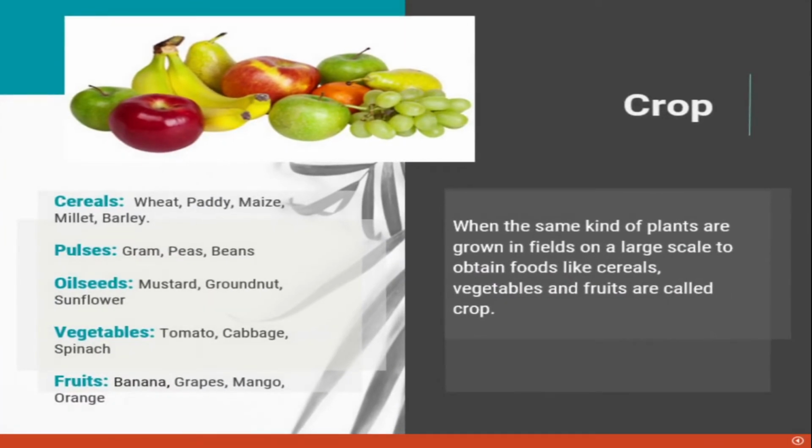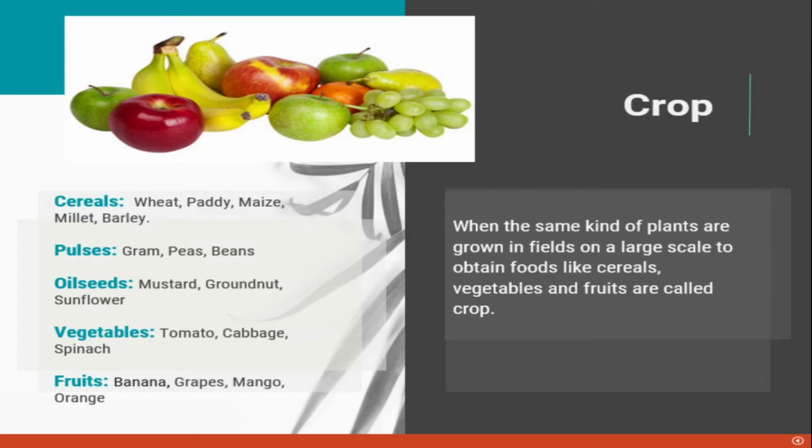Next, crop. What is crop? When the same kind of plants are grown in the fields on large scale to obtain foods like cereals, vegetables, and fruits, they are called crops. Most of these kinds of crops grow on a very large scale of land, to obtain foods in the form of cereals, vegetables, and fruits. Here we have some examples.